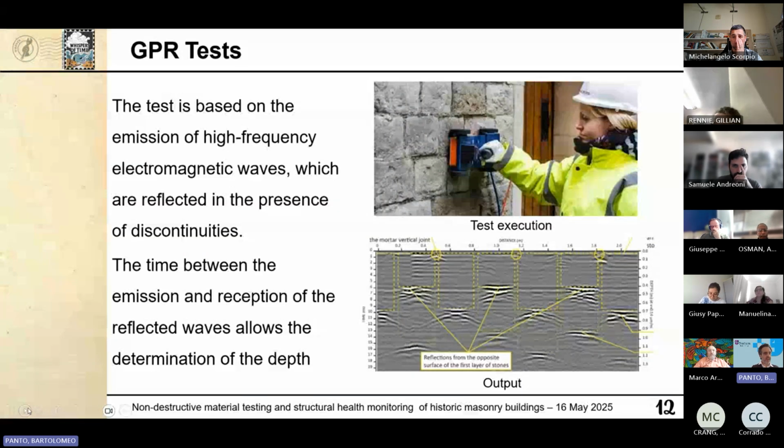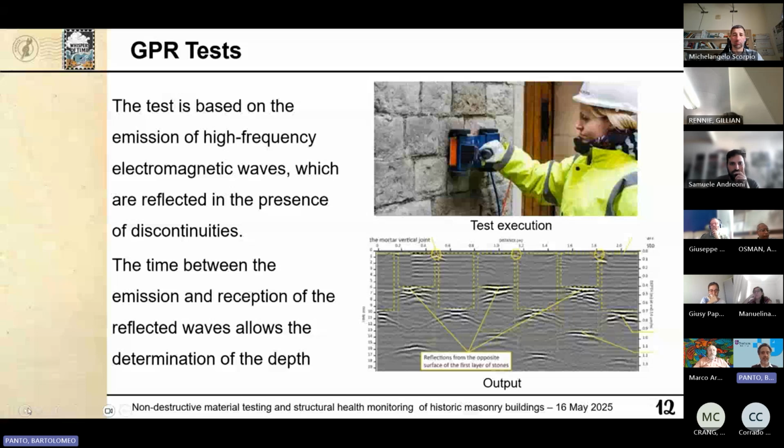Similar to the echo test, we have the GPR test. It's very, very similar. The principle and the idea are similar. It changes just the nature of the wave. Above, we had the sonic wave produced by the hammer. Here it is an electromagnetic wave produced by a specific tool.